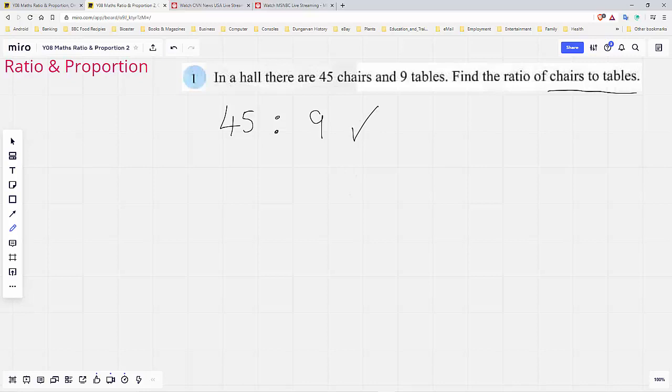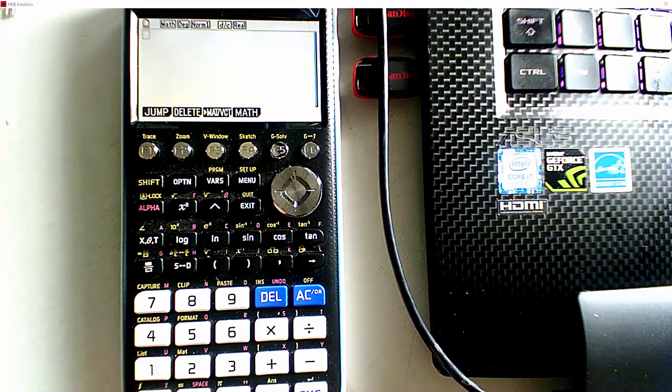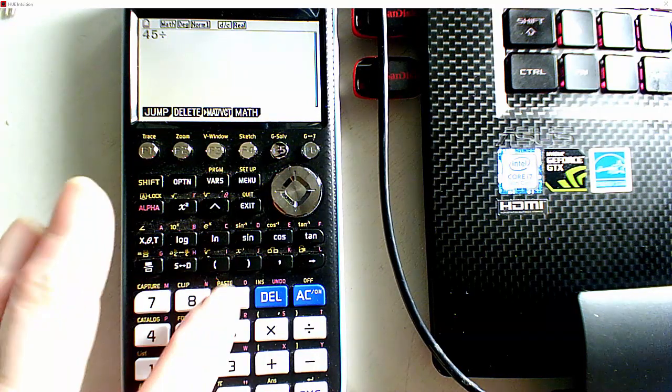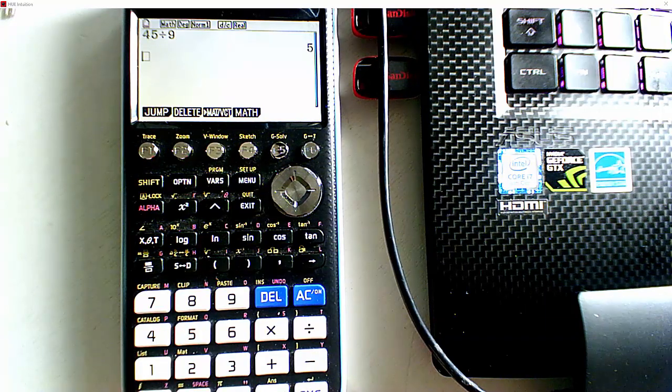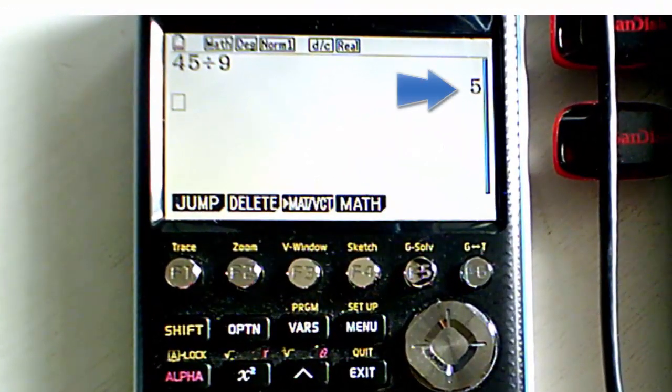But we can cancel this down to make it even simpler, and ask ourselves what number will divide into 45 and into 9. Now, if we're not too sure, we can use our calculator. So on my calculator here, I'll add in 45 and I'll divide it by 9. And I'll press execute to get the answer, and the answer is 5.